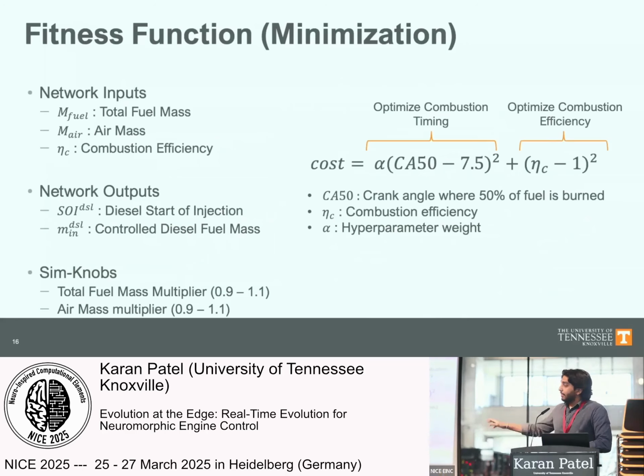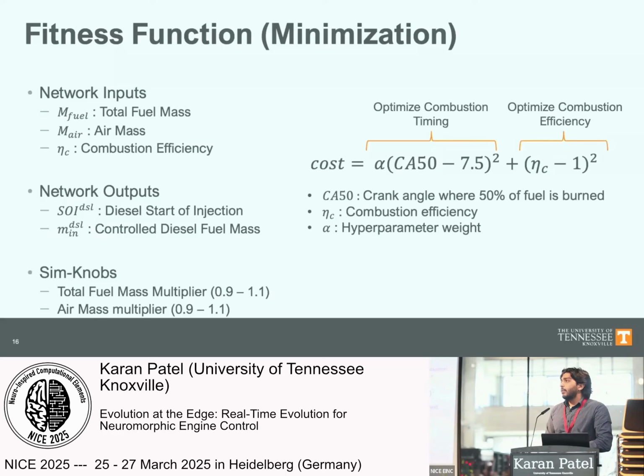With that being said, we have our fitness function on the right-hand side here, where the first term aims to optimize the combustion timing, while the second term aims to optimize the combustion efficiency. We use an alpha value of 0.02 here as it offered a good trade-off between the two terms. And alpha in this context is simply just a hyperparameter weight. With that, the fitness score is calculated at the end of every single simulation step, where it takes the following as input: the total fuel mass, air mass, and the combustion efficiency. The network then outputs the injection timing, as well as the fuel quantity to be injected into the system.